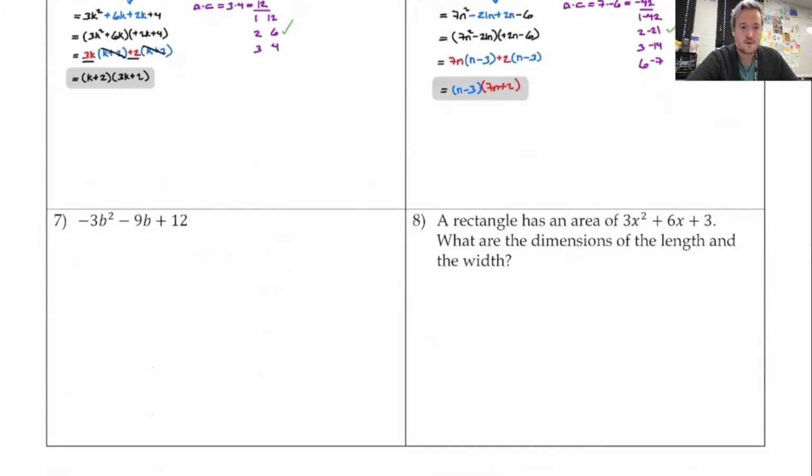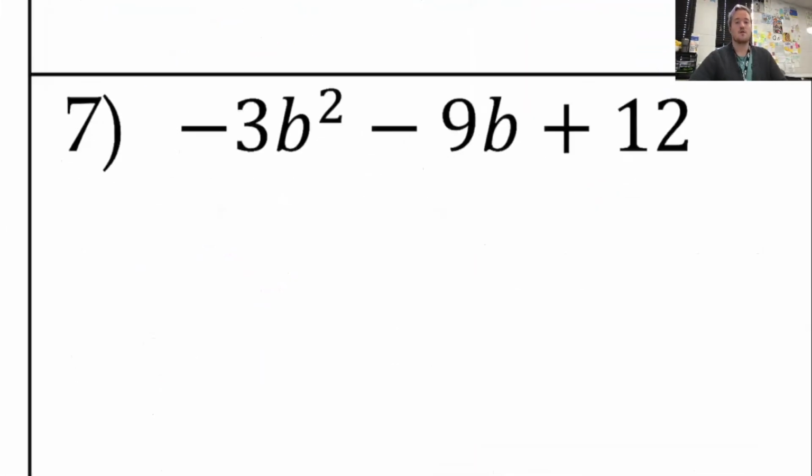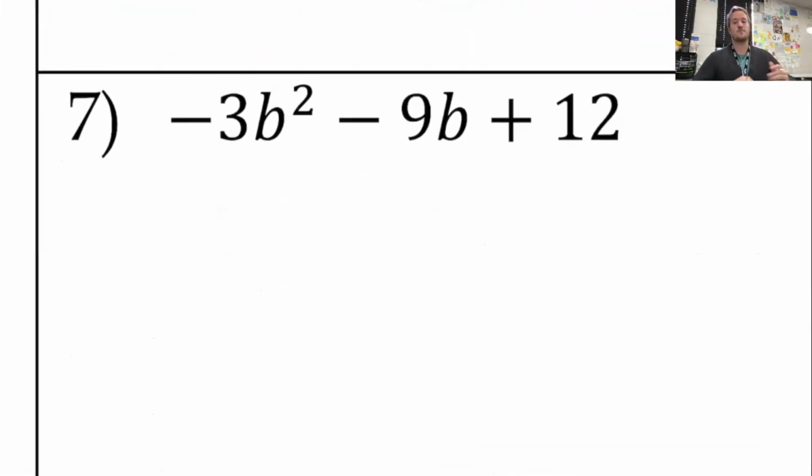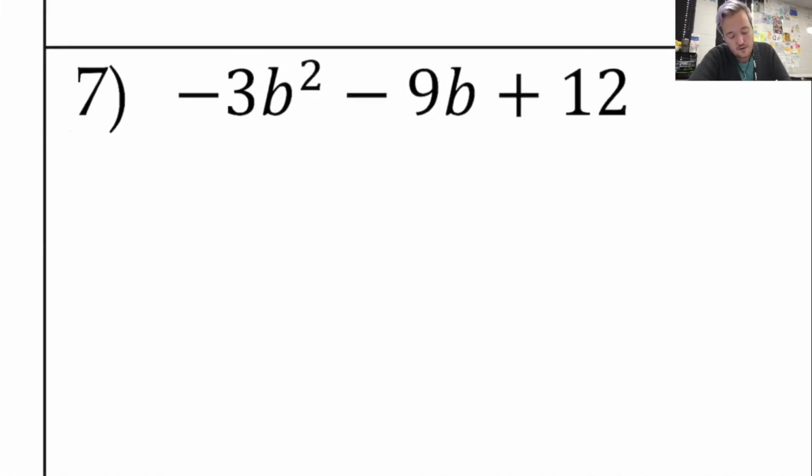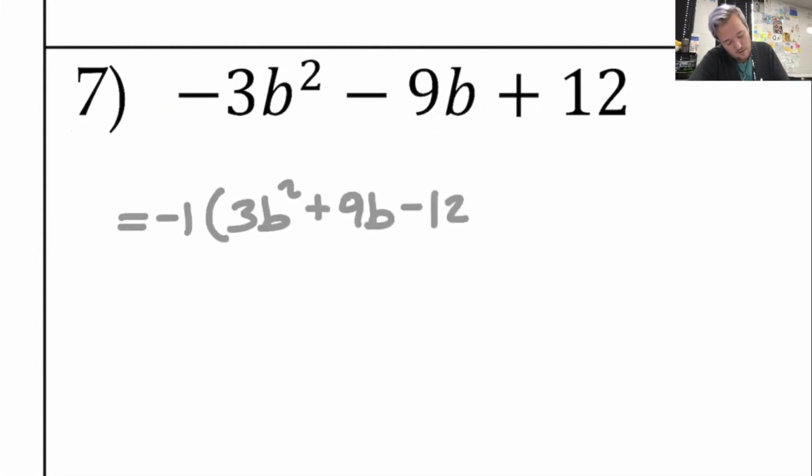All right, number 7. Now for this one, you have to remember those rules from 7a. So if you notice here, your very first term, your leading term, is negative. So that means you have to take out that negative first before you can do your grouping. All right, so I'm going to factor out a negative 1, which means I just need to flip all the signs. So 3b squared plus 9b minus 12. Oh, just kidding, I can take out a 3.